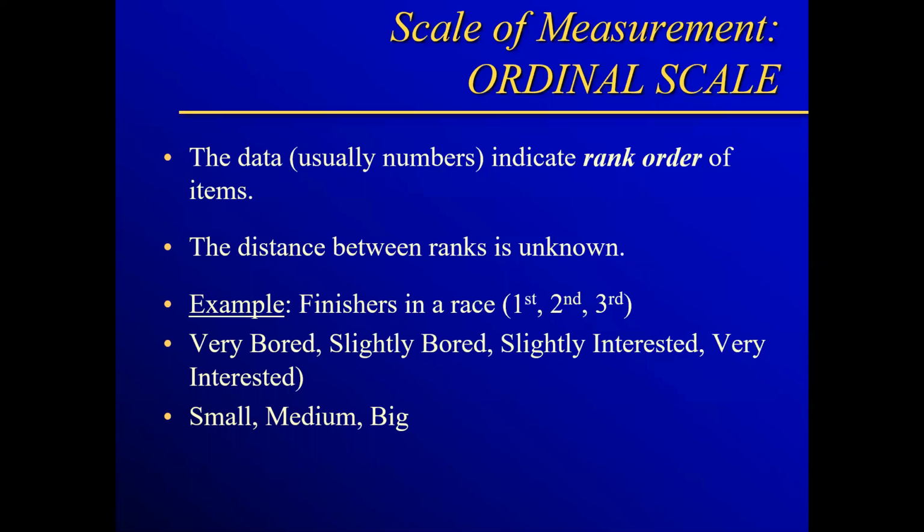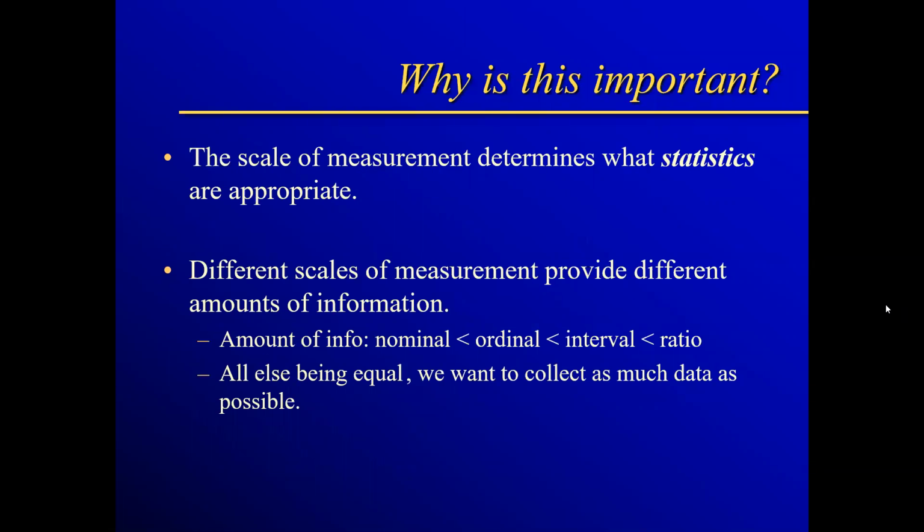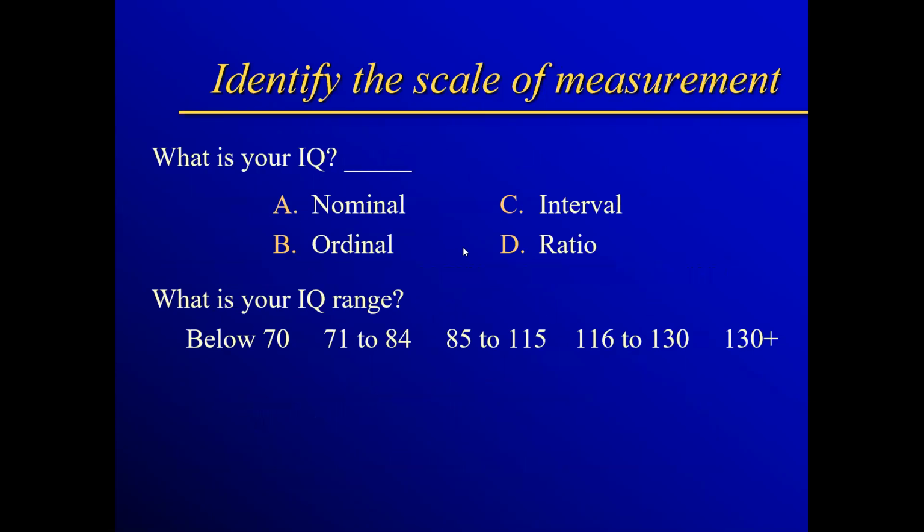Someone asked, is asking for age in an open-ended question ratio because you can have someone who is 0? Yes, you can have someone who is 0. At any time you ask, yeah, because there is a true 0, right? 0 years old, and because of that true 0, you can say something like, I can be twice as old as someone else. Because I'm 26 years old, I am twice as old as someone who's 13. But yeah, age as an open-ended is a ratio.